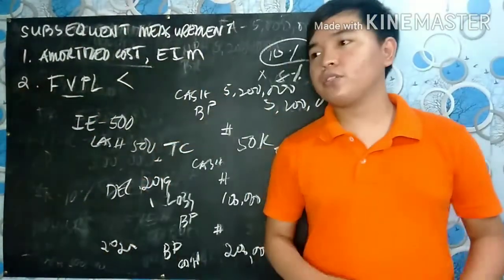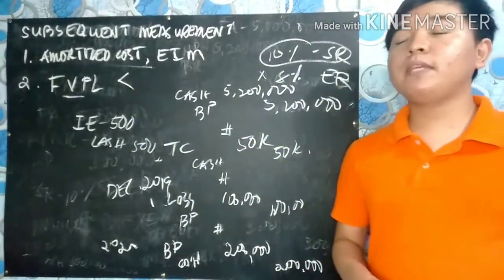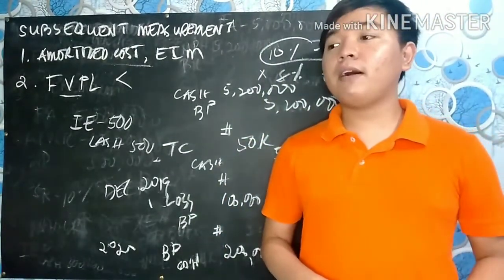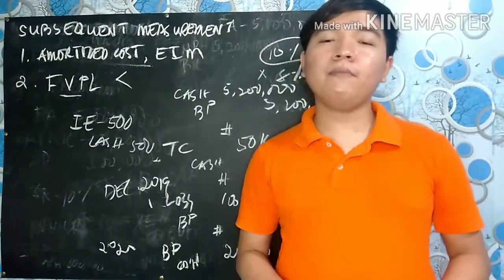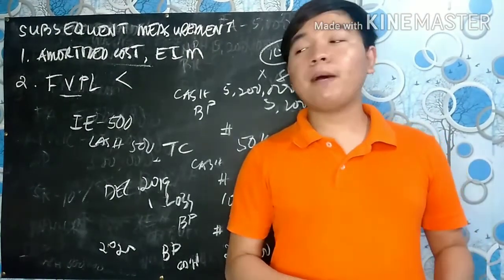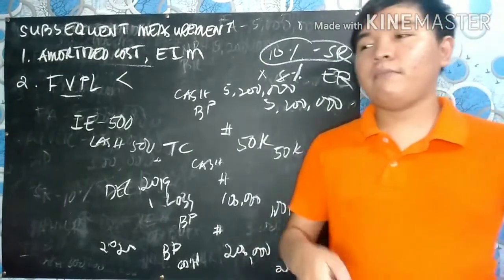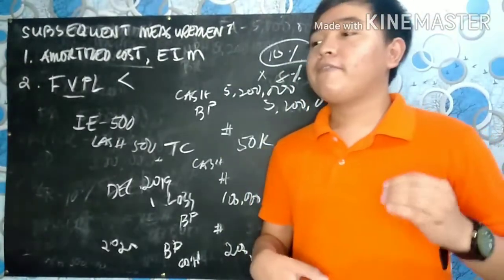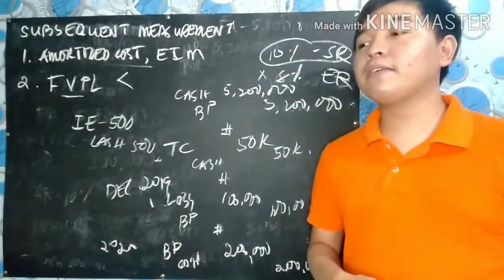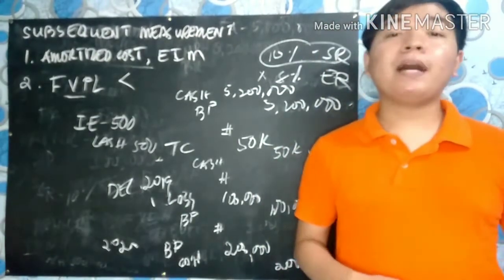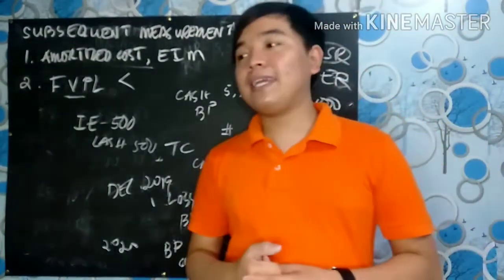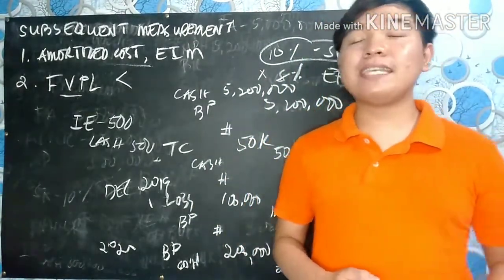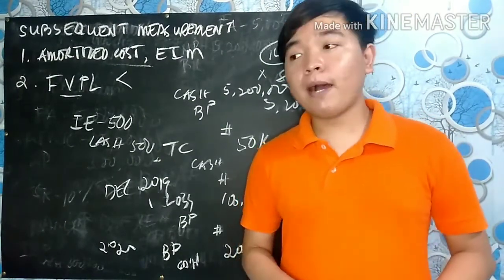So, number 3, question, the amortized cost of bonds payable means letter A, face amount plus premium on bonds payable. Number 2, face amount minus discount on bonds payable. Number 3, face amount minus bond issue cost. Letter D, face amount plus premium on bonds payable minus discount on bonds payable and minus bond issue cost. So, the answer is letter D.